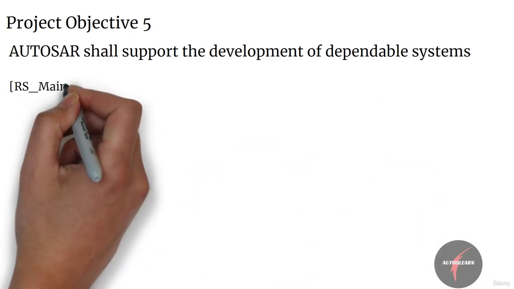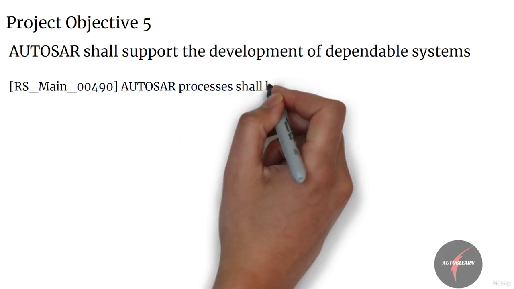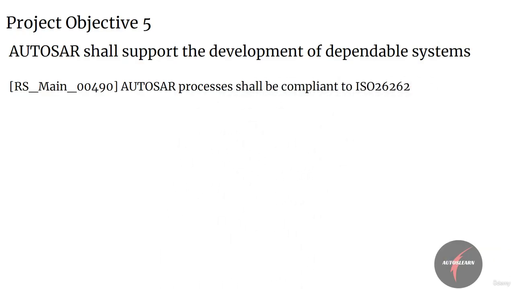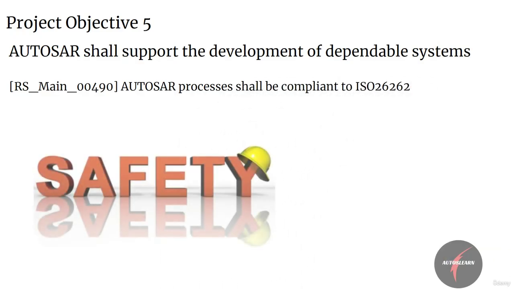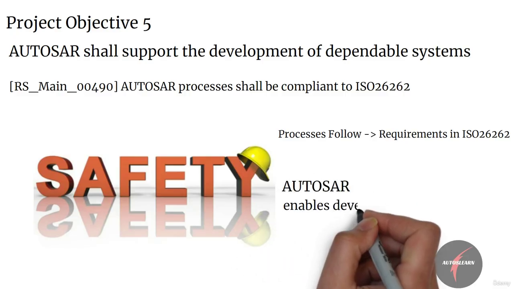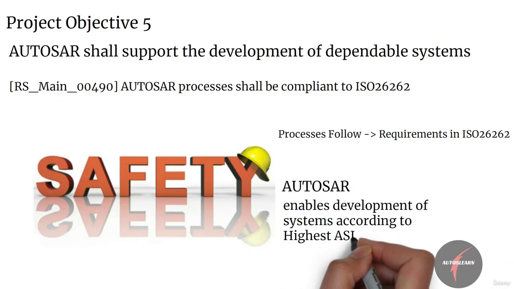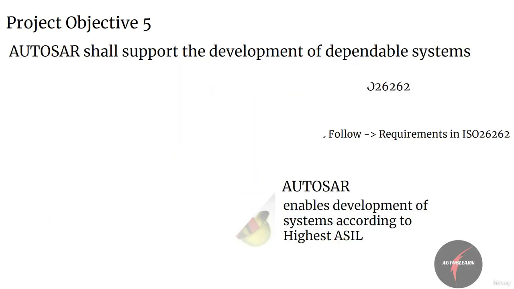Moving to the next requirement, which states AUTOSAR processes shall be compliant to ISO 26262. To develop safety related automotive systems, all the processes applied need to follow the corresponding requirements given in ISO 26262. Accordingly, the applicable process related requirements of ISO 26262 have to be fulfilled by the AUTOSAR process. In general, AUTOSAR shall support the development of systems according to the highest SL.